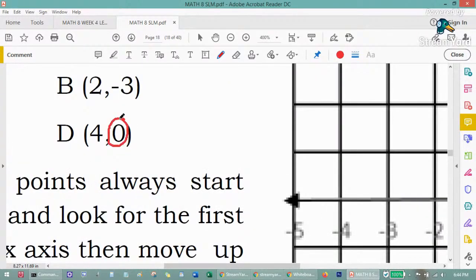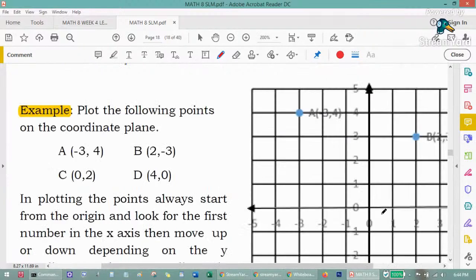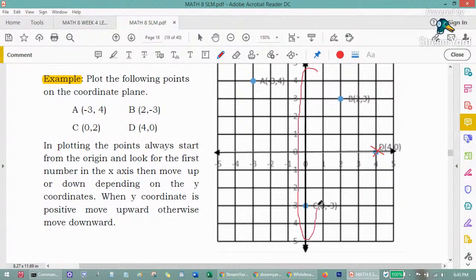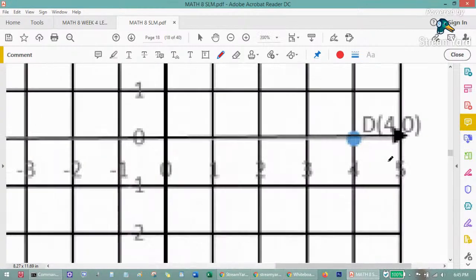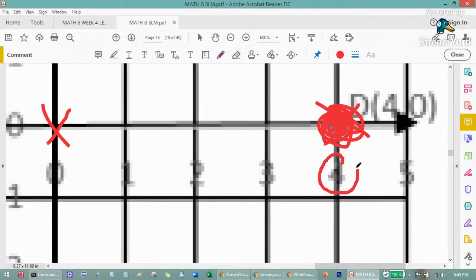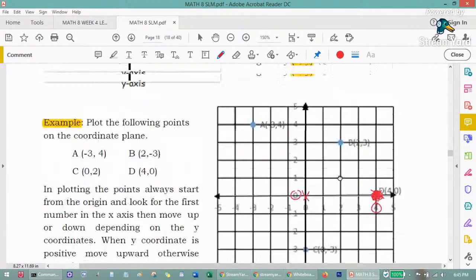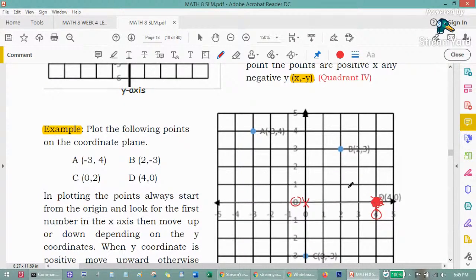And then Y is 0. So, pag Y, dito tayo titingin sa vertical line. Nasaan ang 0 ng Y? Anong hinahanap nating number? 0. Nasaan ang 0 ng Y? Ito ang 0 ng Y. So, therefore, X is 4 and Y is 0. Ibig sabihin, yung point ay nandito. Okay, itong point na to ay nakatapat sa positive 4 ng X at 0 ng Y. Ito yan. Okay?